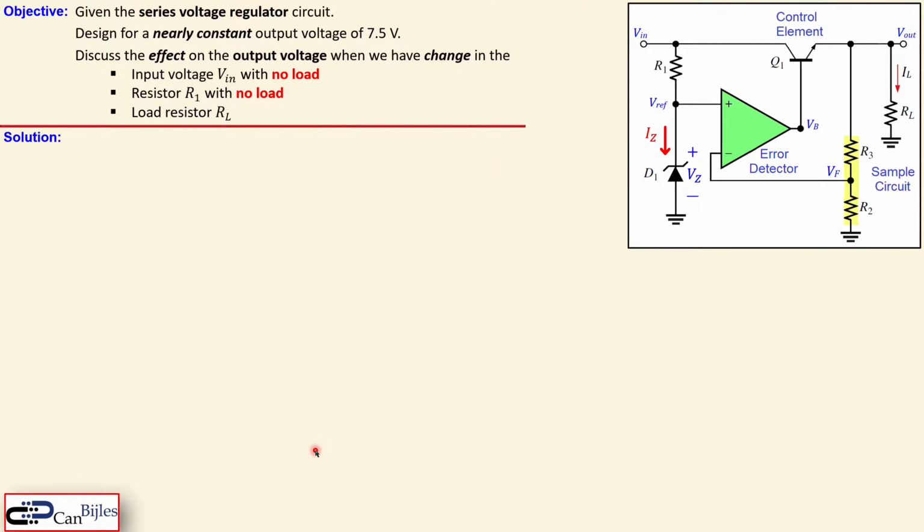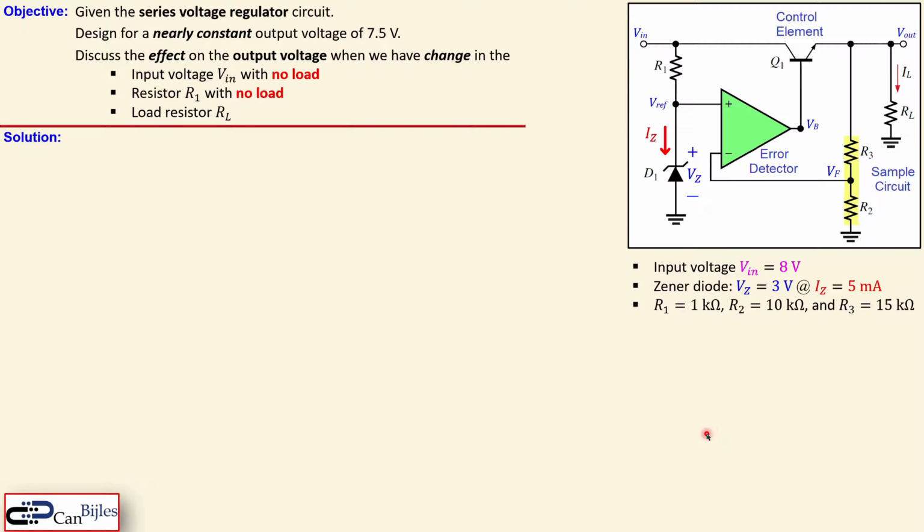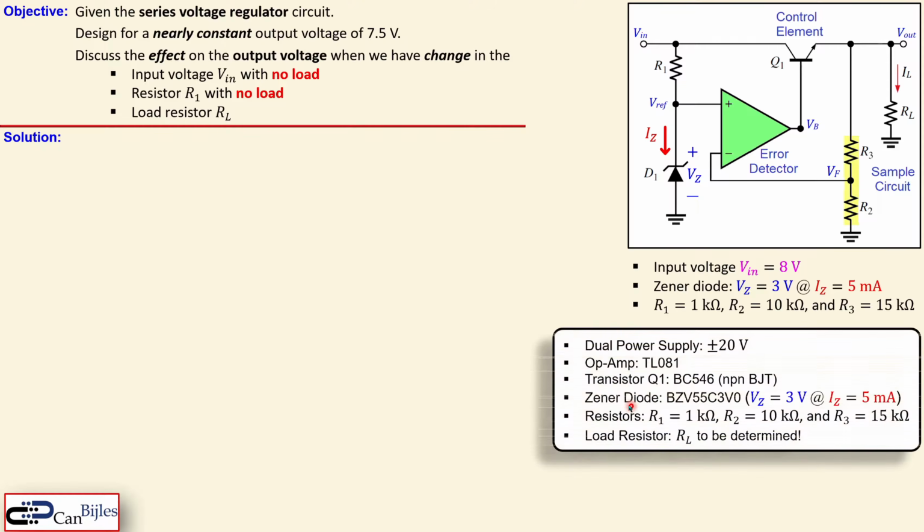Okay, now we have made our calculations by selecting some values and some components. In this case, we have an input voltage of 8 volts. That's the initial value. The Zener diode will have a Zener voltage of 3 volts at a Zener current of 5 milliamps. And now these are the 3 resistors we have chosen or calculated. We will also choose a dual power supply for our error amplifier, and our operational amplifier will be the TL081. That is again a choice.